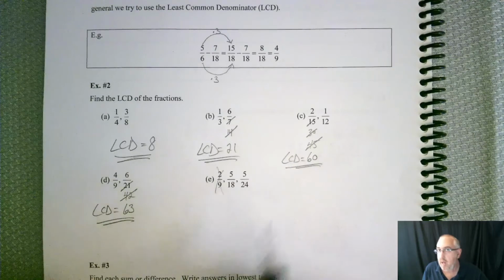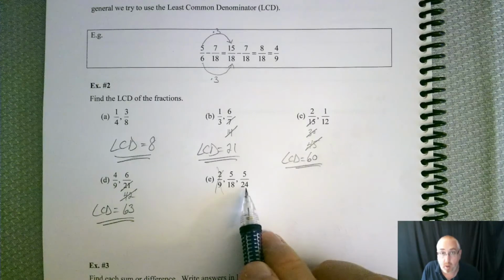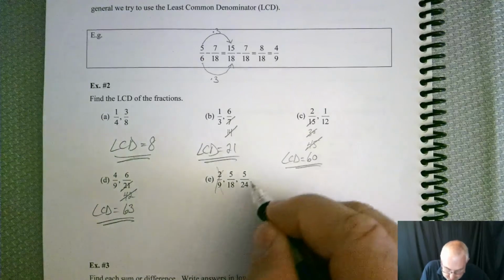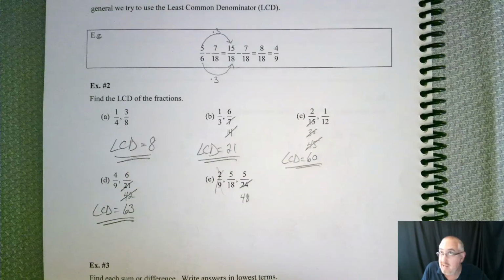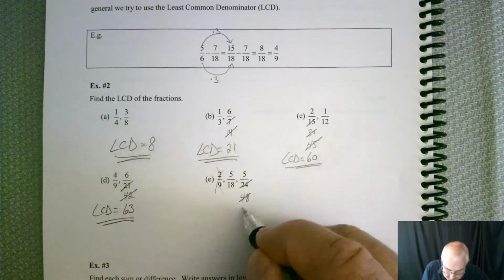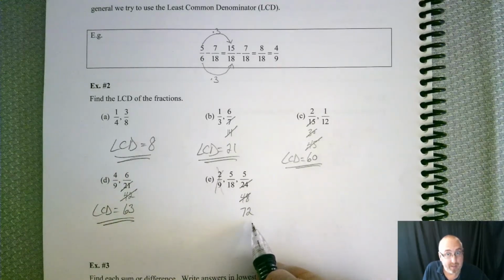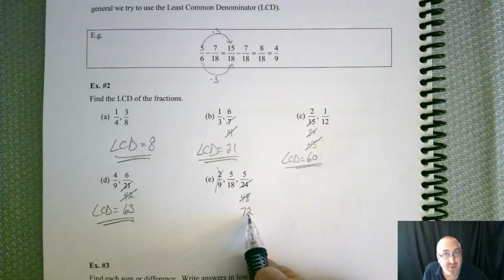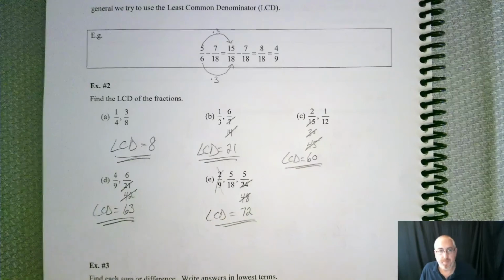Now you're probably saying, well, what if none of them match up or pair up nicely? Well, then you go back to what we were doing. Take the largest one and take multiples until they all go into it evenly. So in this case, 18 doesn't go into 24. Next multiple is 48. 18 doesn't go into 48. Next multiple is 72. Does 18 go into 72? I believe it does. It goes in 4 times. So that is going to work. And we can also see that 9 goes into 72 evenly as well. So our LCD is 72.